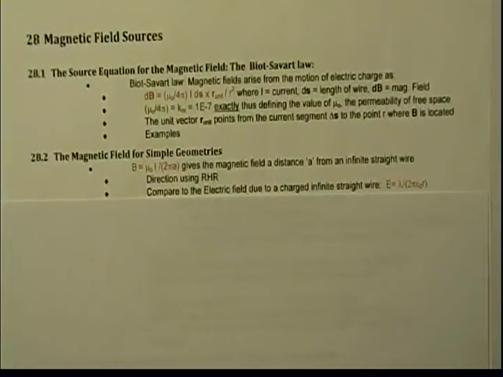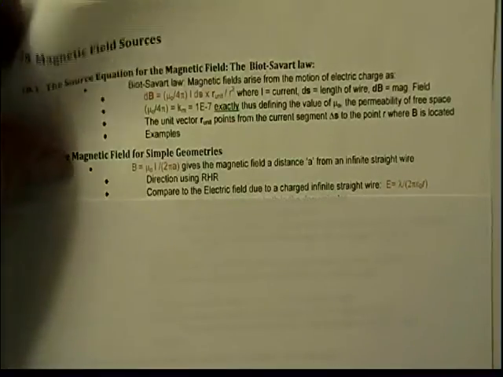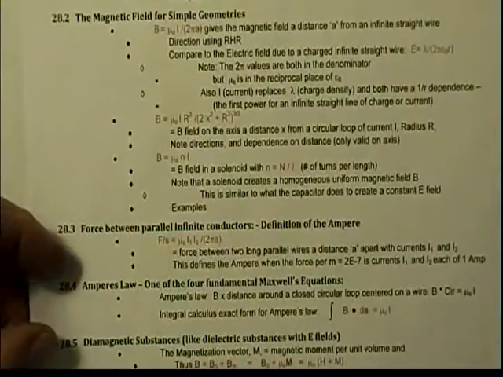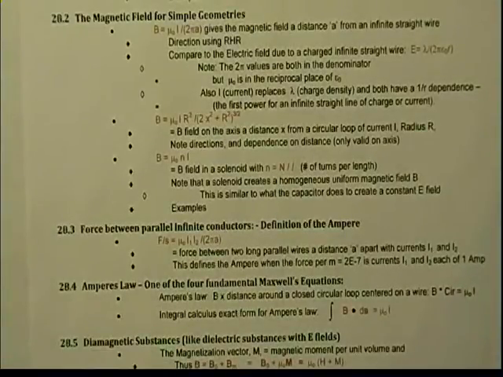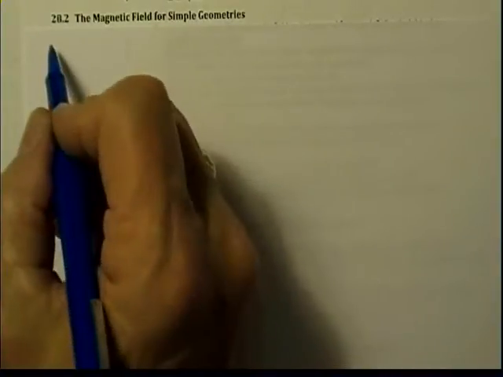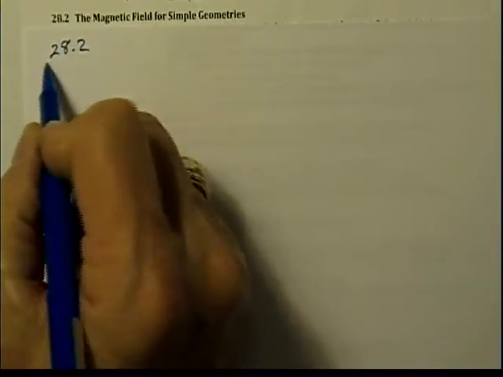Okay, we will continue now with Chapter 28, working on magnetic field sources. And here we will look at some simple geometries and compute what the magnetic field is for these geometries. Let me move this paper up just a little so I have more room to work. And we're on section 28.2, the magnetic field for simple geometries.